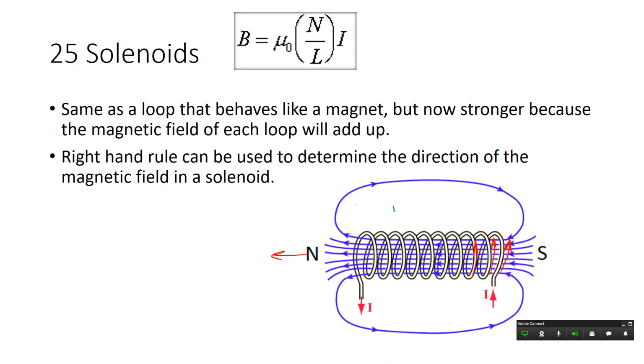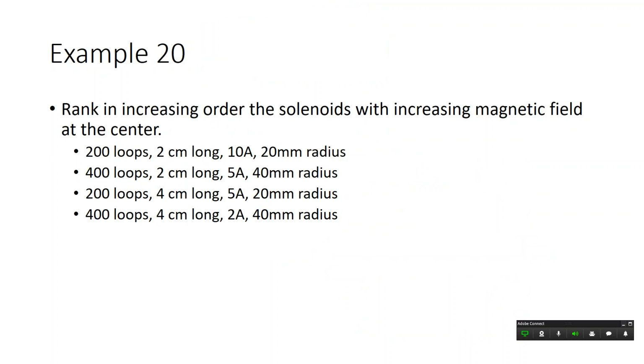Take heed of what's in this equation and what's important: the number of loops, the length of your solenoid, and the current passing through it. So if I were to ask you to rank these from the weakest to the strongest magnetic field, how would you do it? What I'm going to ask you to do is not necessarily calculate this, because that's way too long. Try to compare these with each other.